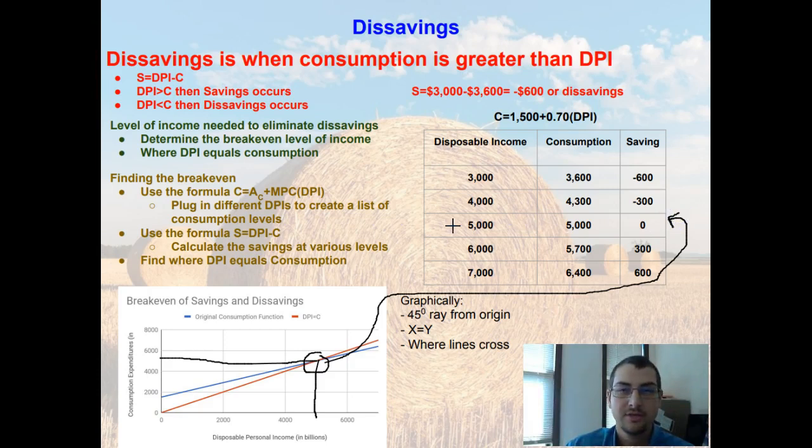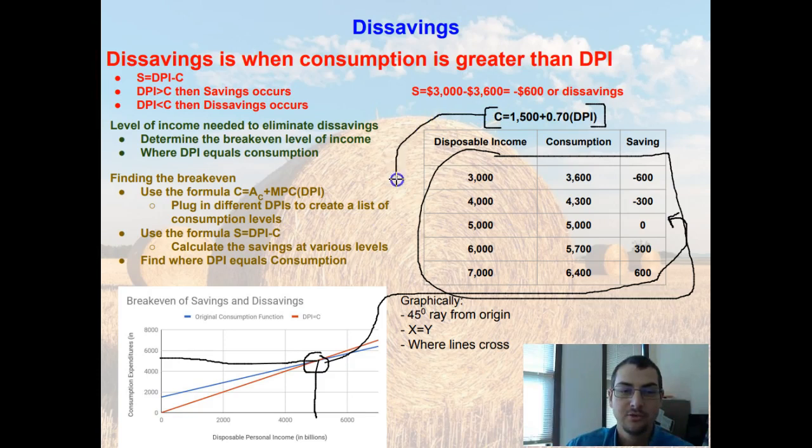So if you run into an issue where you have the formula, but you can't quite figure out how to actually do this table, maybe it's not giving you quite enough information to complete this table, just remember that if you have this formula, just graph it. You just graph it and you run that 45-degree line from the origin, find where those two intersect, and that's where your level of break-even income is going to be. If you have a ray coming out at a 45-degree angle from the origin, where those two lines intersect, that is where your break-even level of income is going to be.